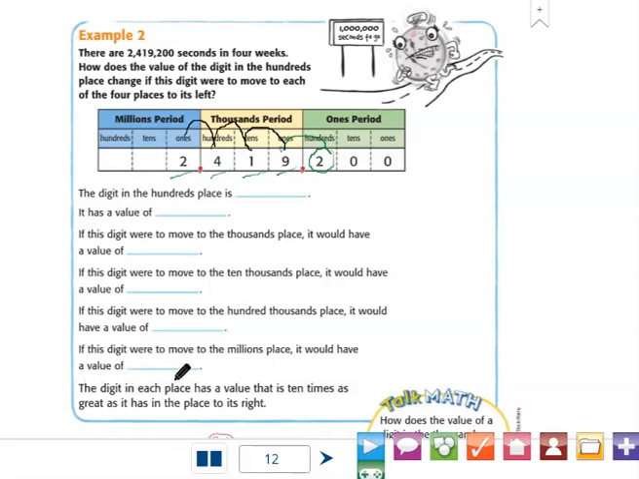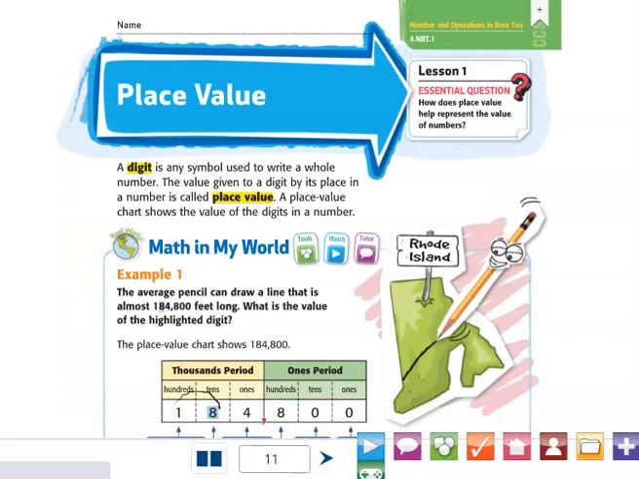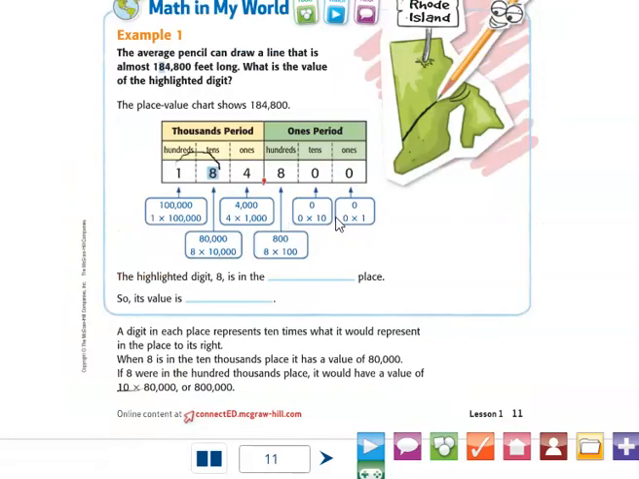The digit in each place has a value that is 10 times as great as it has in its place to its right. Please pause the video and fill in those. And remember, if you're stuck, please go back and look at page 11. It shows you these. You can use the blue boxes if they help you, or you can use the text that it has here. But please fill in those before you continue with the video so you can practice this.